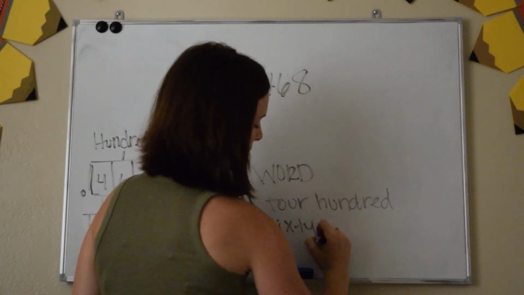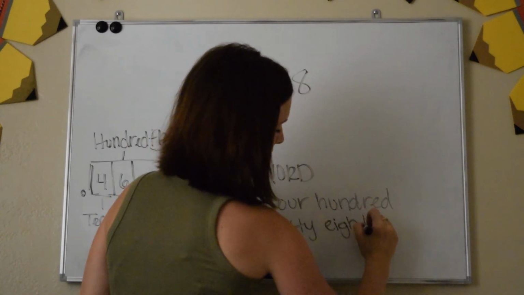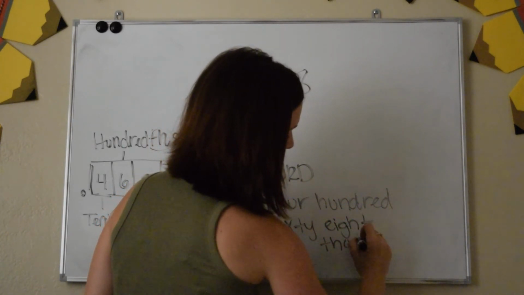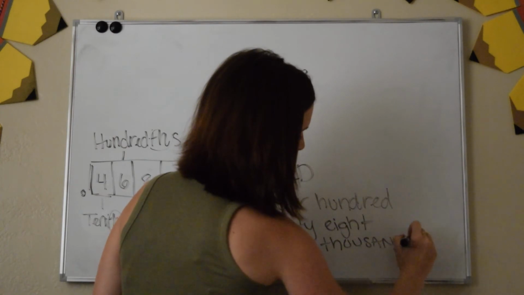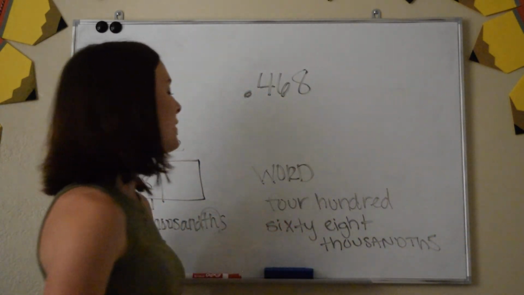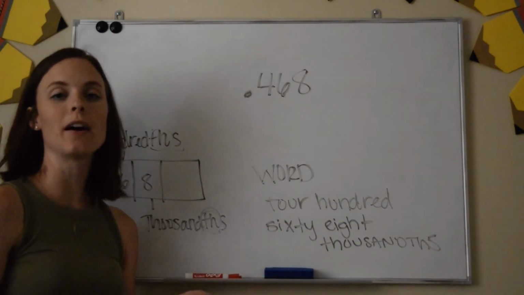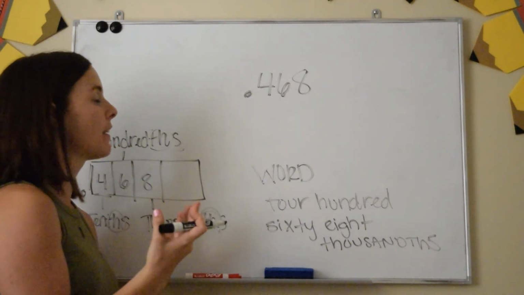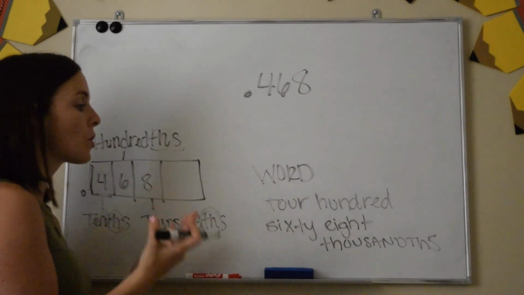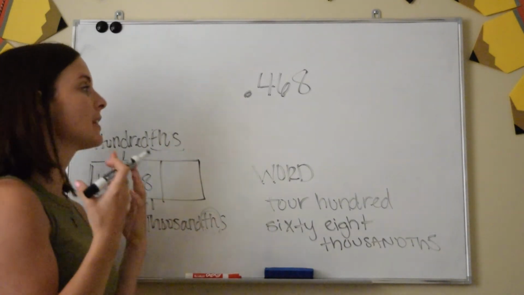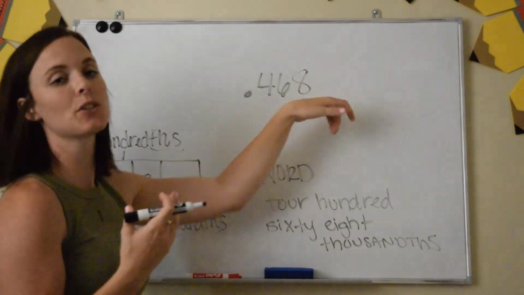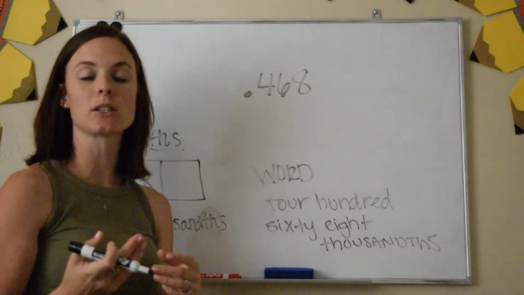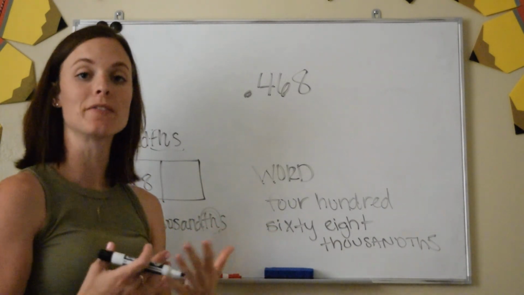So I would write 468 thousandths. And there you go. So that's just a short intro of how we identify the word form of a number, because if you can identify what place these are sitting in, then it'll make a lot more sense when we start asking what the value of these digits are.